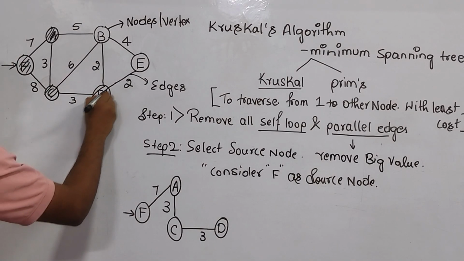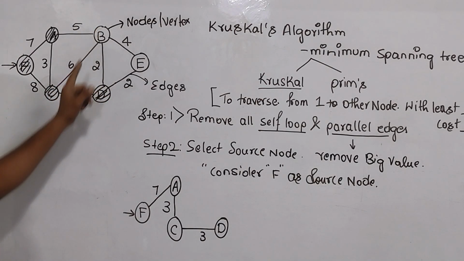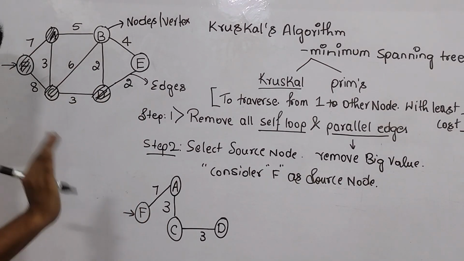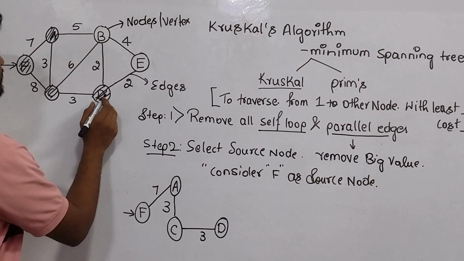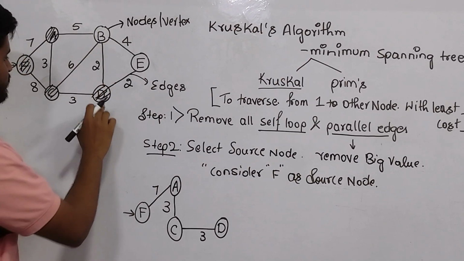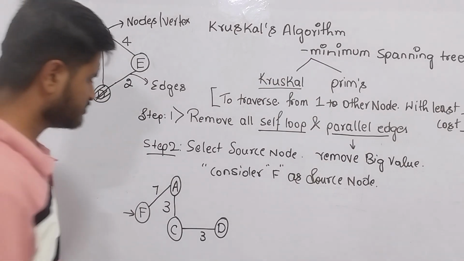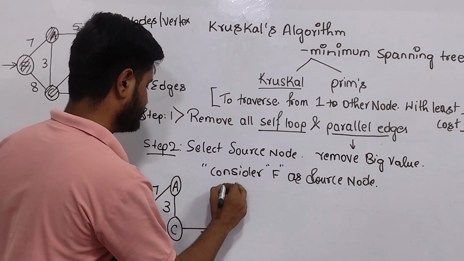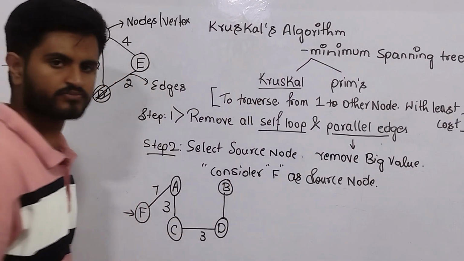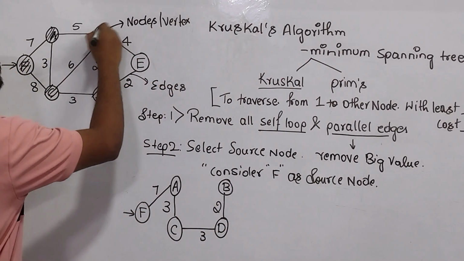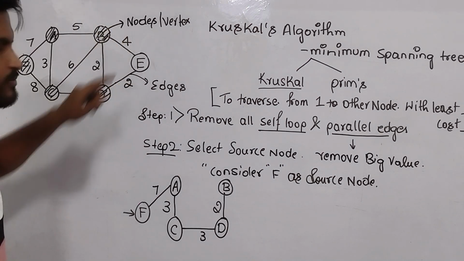Now I also traverse D. From D I can go to B or to E. I can't go back to C because C is already traversed. From D to B it is 2, and from D to E it is 2. Both have the minimum cost, so I will move from D to B with the least cost of 2. Now I must come to E.